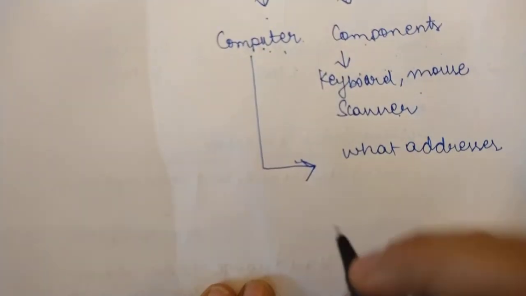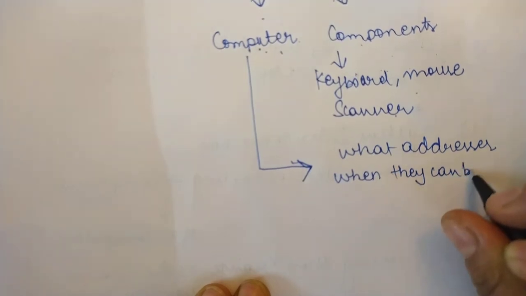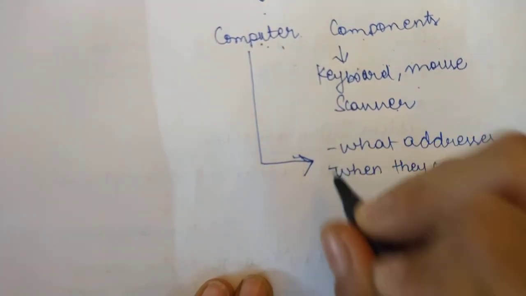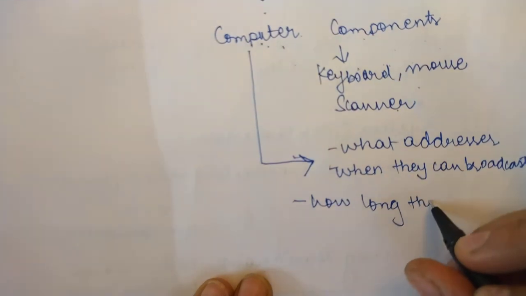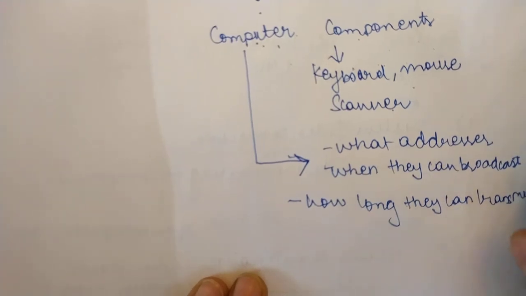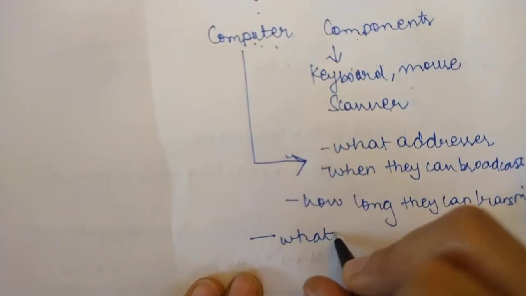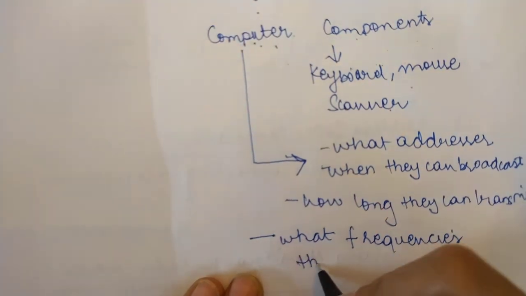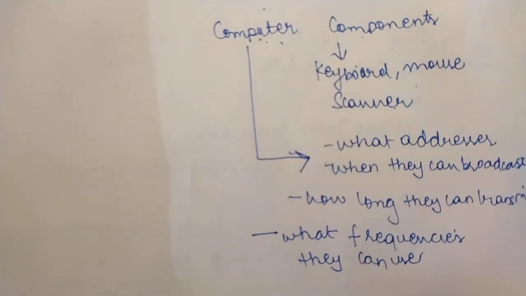Then when they can broadcast, and how long they can transmit, and what frequencies they can use. So this is how the system interconnection works, right?